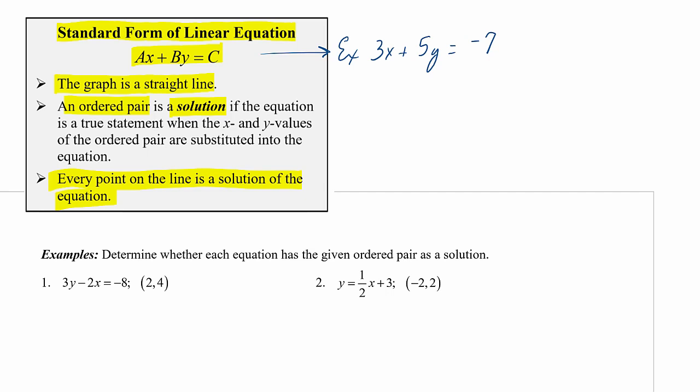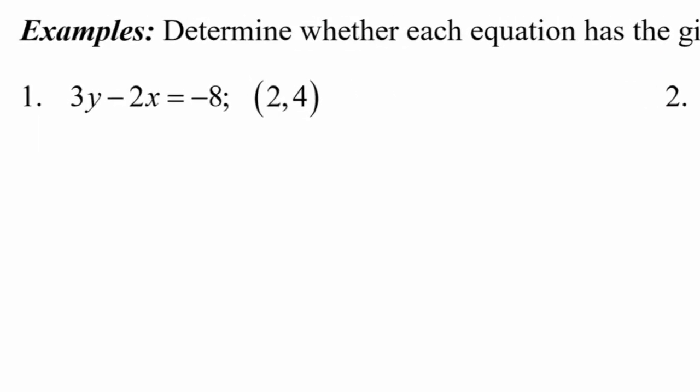Okay, let's try a couple of problems now. Determine whether each equation has the given ordered pair as a solution. So number one, we have 3y minus 2x equals -8. And we're trying to determine if the ordered pair (2, 4) satisfies this linear equation. In that case, we would say that that ordered pair is a solution. If it doesn't satisfy the linear equation, if it doesn't give us a true statement when we substitute, then that would mean that the ordered pair (2, 4) is not a solution to this equation.